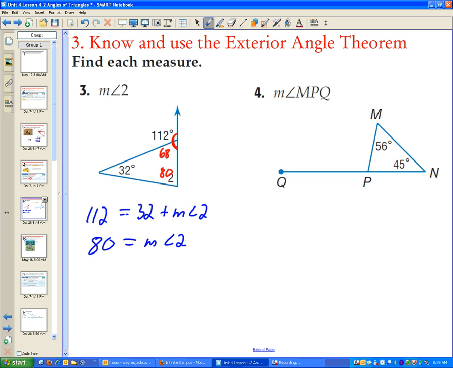Let's try number 4. We're supposed to find the measure of angle MPQ. Well, this is a direct use of the exterior angle theorem. All I got to do to find the measure of this exterior angle is find the sum of the measures of the remote interior angles. So what is 56 plus 95? So the measure of angle MPQ equals 101. Everybody still with me? Any questions?